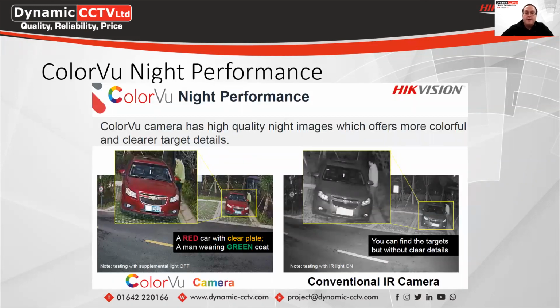So this is just a comparison between a standard camera that's using IR technology to give you a nighttime image. You can see the license plate gets whited out by the IR due to glare back, and also you can't see any details in the image, so what color clothes the person's wearing, what color vehicle it is or anything like that, you can't see with the conventional IR technology. Whereas with the Colorview cameras, you can see that it is a red car, you can actually read the license plate, and you can actually see what color clothes the person's wearing.